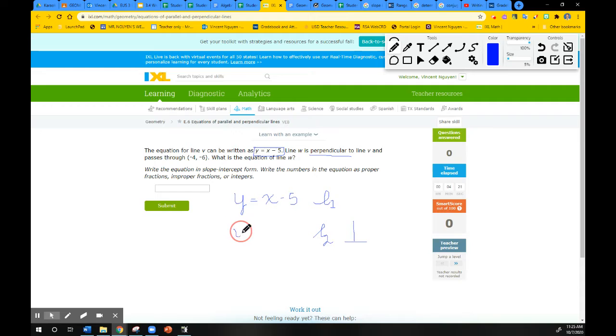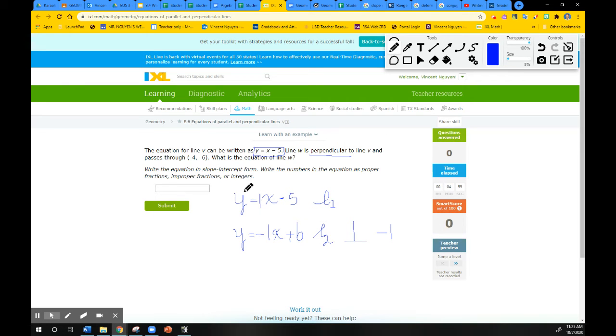So my equation will be y equals, and it's not going to be the same slope. The slope here for the given line is 1. I'm going to do the opposite reciprocal of that. Well, the opposite reciprocal of 1 is negative 1, right? So my new slope is negative 1, and then x, and then plus b, because I do not know what b is. The old line has a negative 5, but the new line is something different. I don't know what it is. I have to find it.